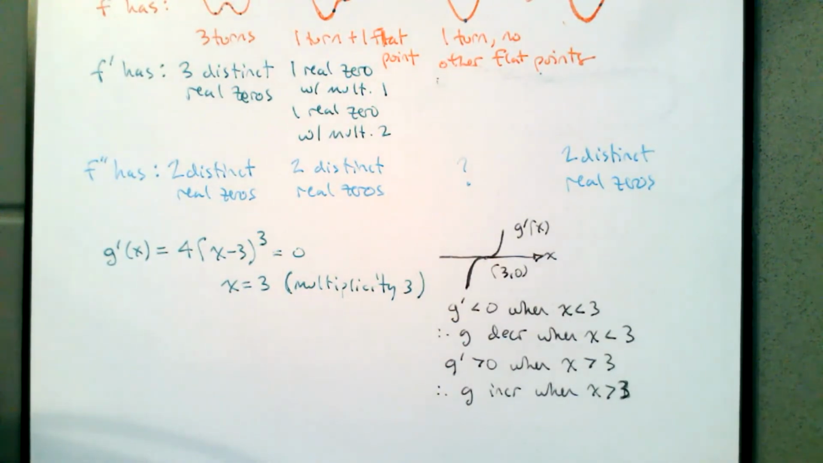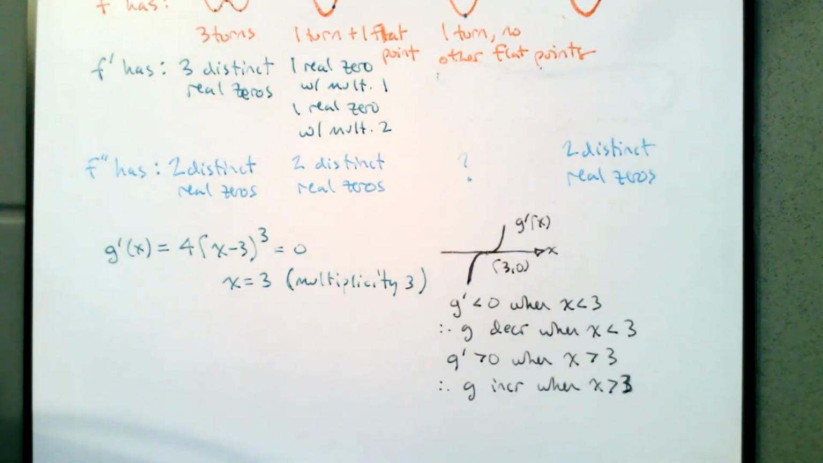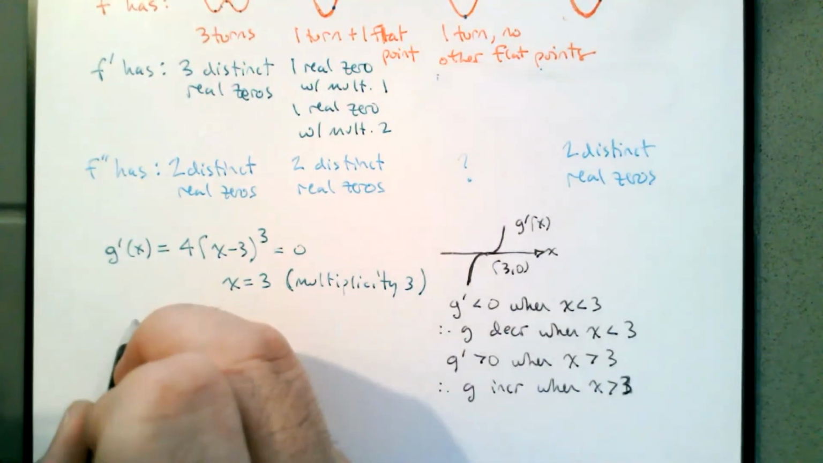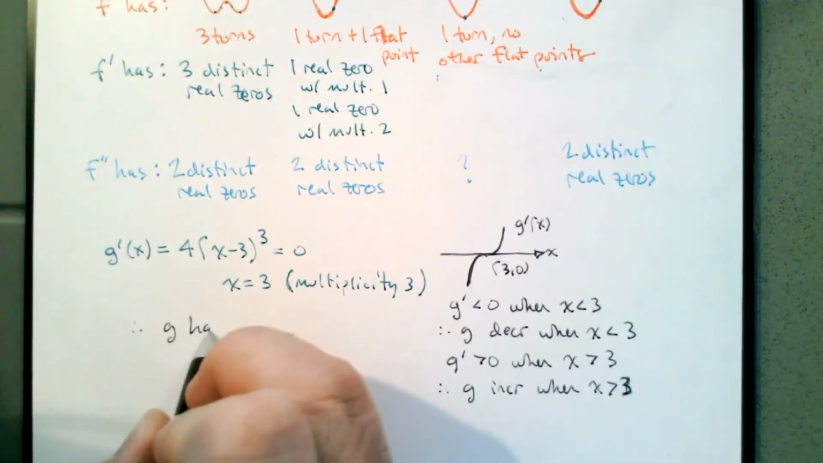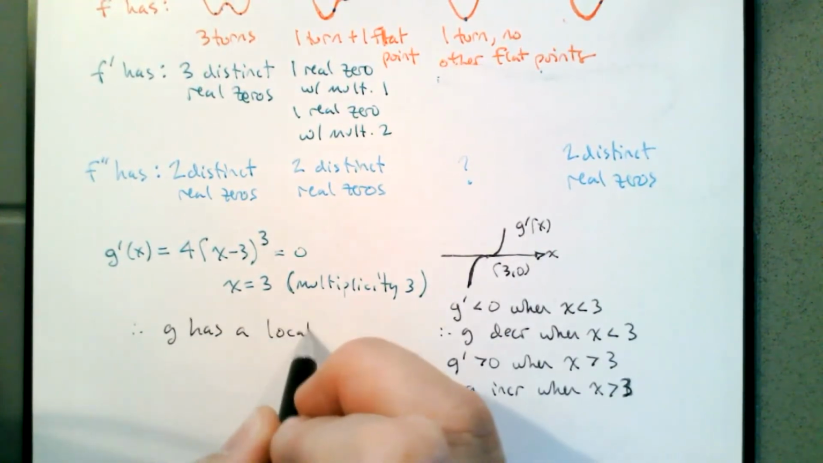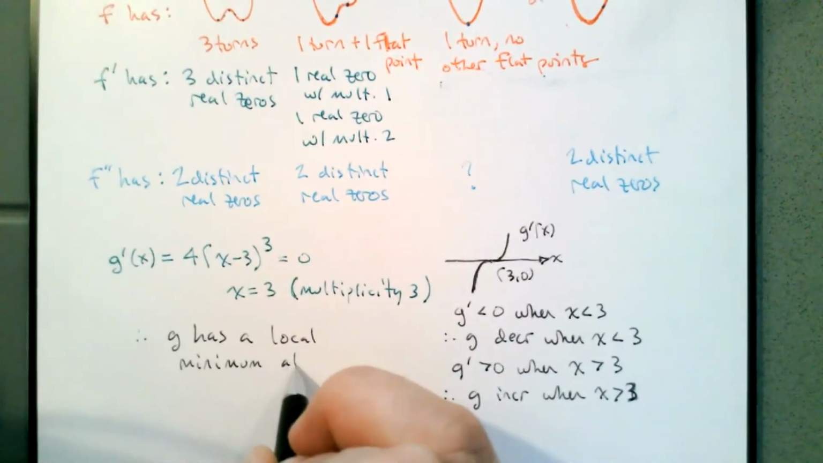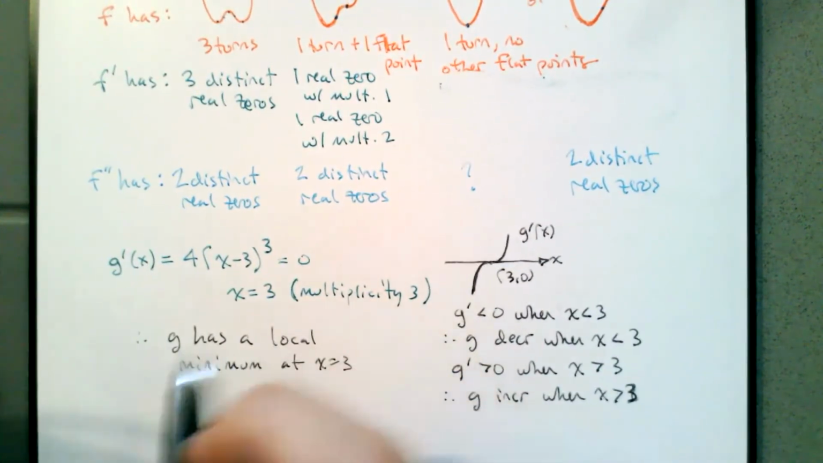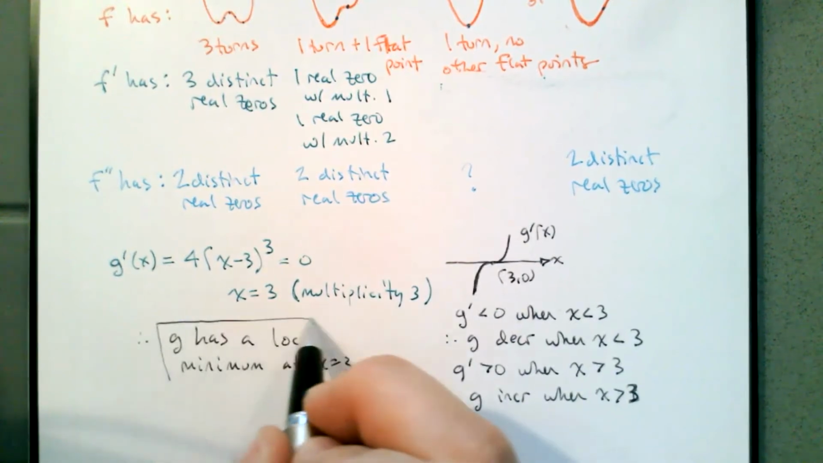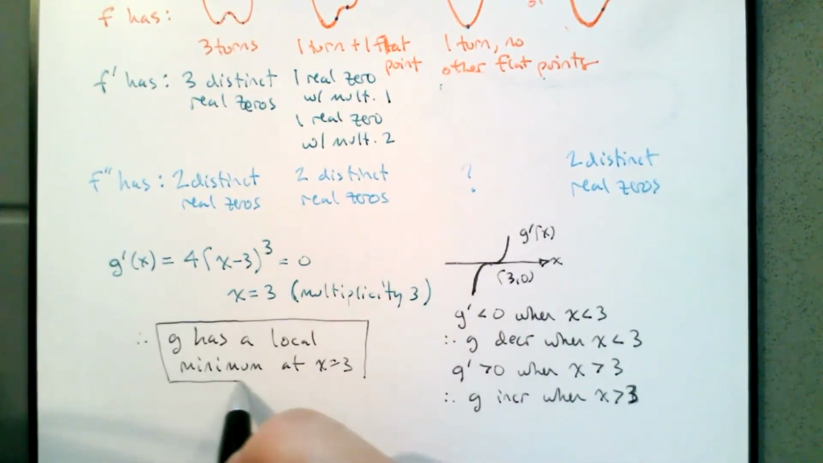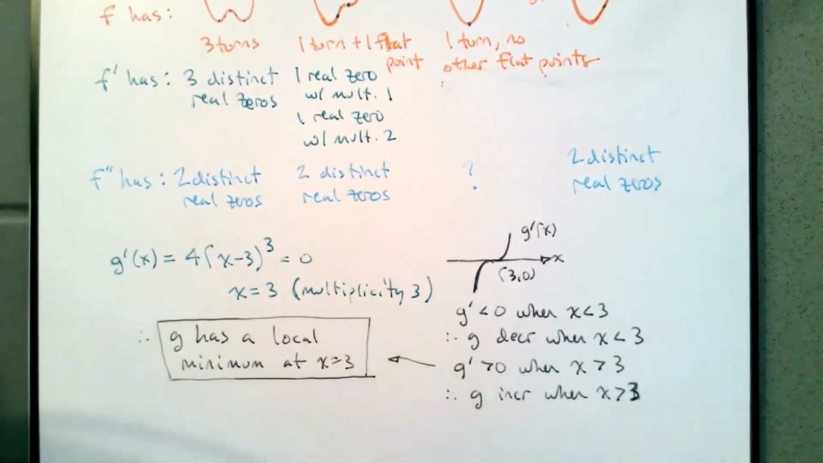That tells us that g has a local minimum when x equals 3. The critical point is at 3, and it is a local minimum because g changed direction. And we can tell that because g prime changed sign.